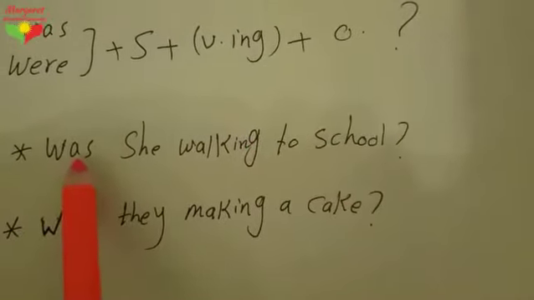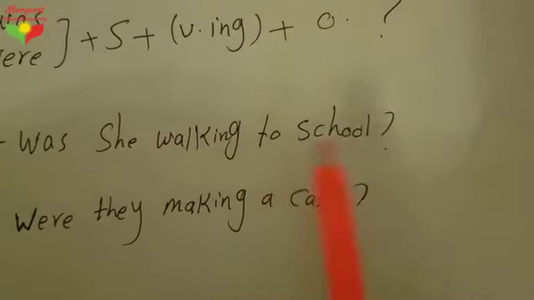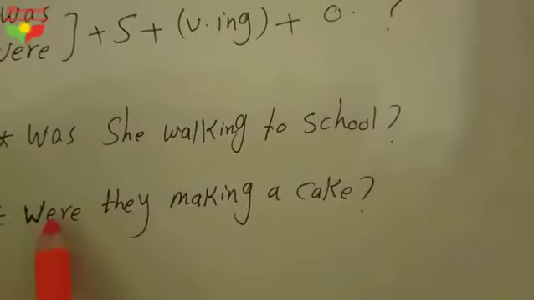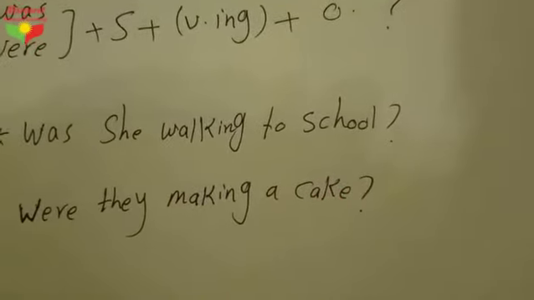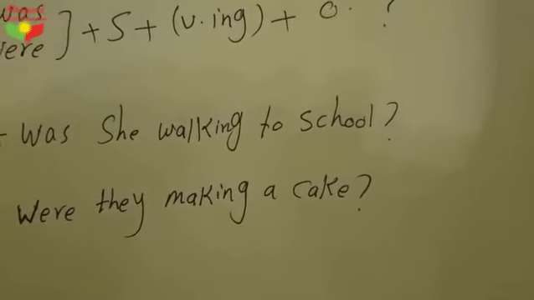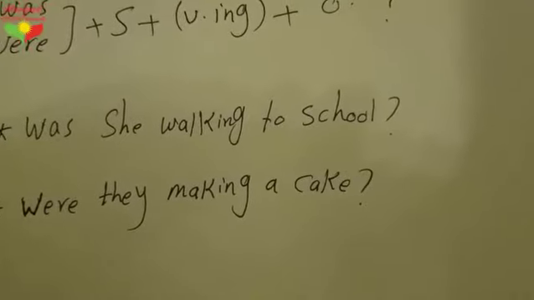This is the verb to be, and this is the subject, the verb plus ing, and this is the object. So the second one, were they making a cake? They were making a cake. This is the affirmative one, and the question one will be: were they making a cake?